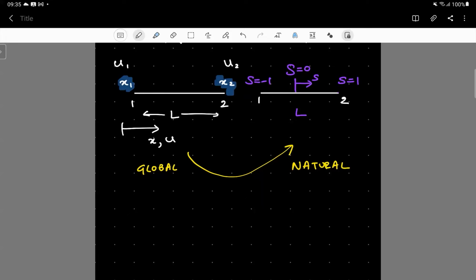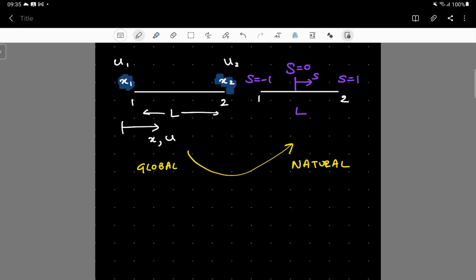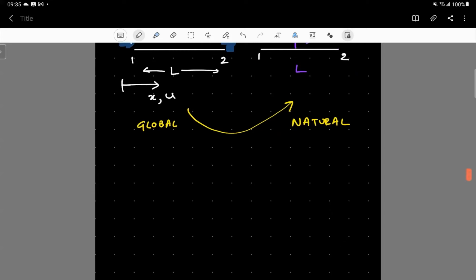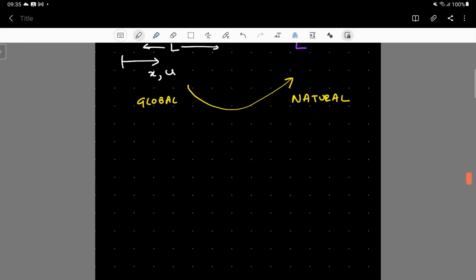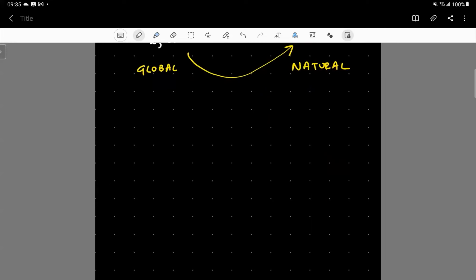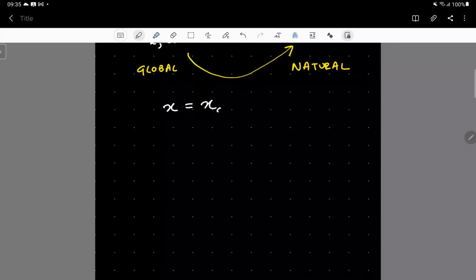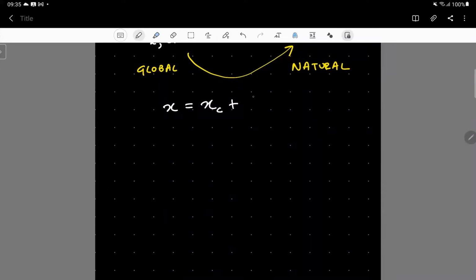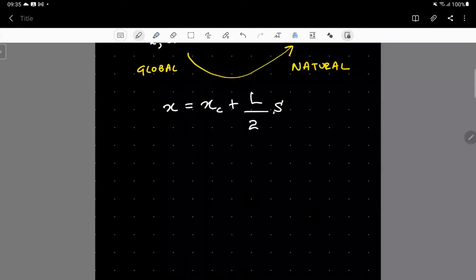So we want to establish a relationship between the 2 coordinate systems. How can we do it? We can express the relationship between the 2 coordinate systems using an equation that relates the global coordinate system and the natural system. Let's call it 7.1.1a.